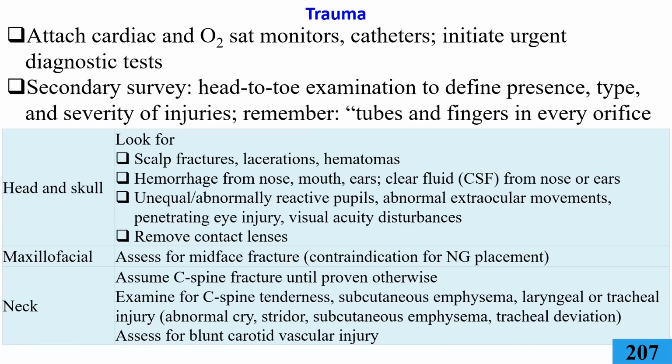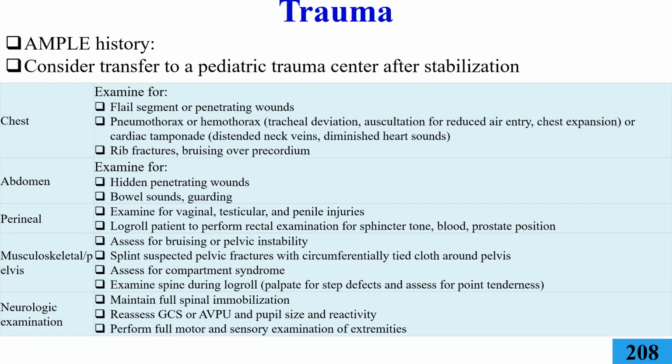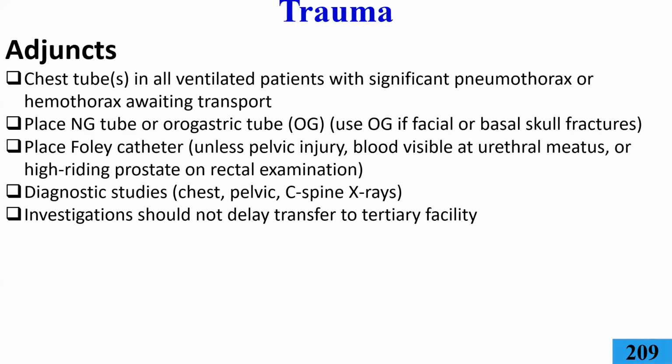Very important to look for the airway and then breathing and circulation. And then you can do full assessment from skull down to the foot. And don't forget to examine the back while fixing the C spine. Trauma, the AMPLE or SAMPLE, very important to check for chest, abdomen, peritoneum, musculoskeletal, and urological examination. Chest tube is very important when you have a trauma and pneumothorax. Need intubation. Feeding tube, oro or nasogastric tube, and a tube in the bladder, just make sure the bladder is not injured.